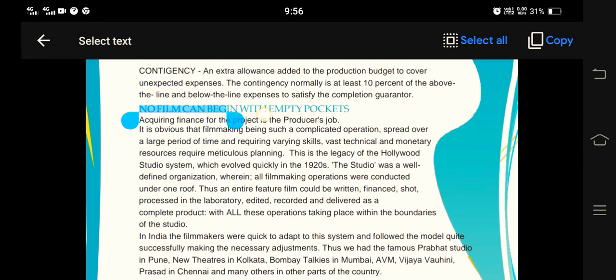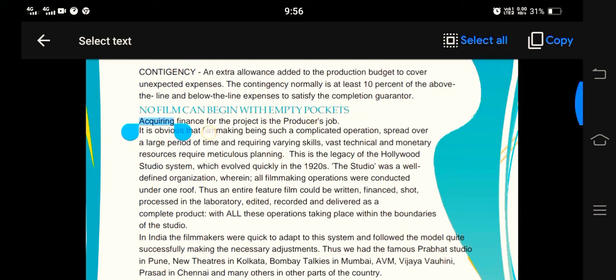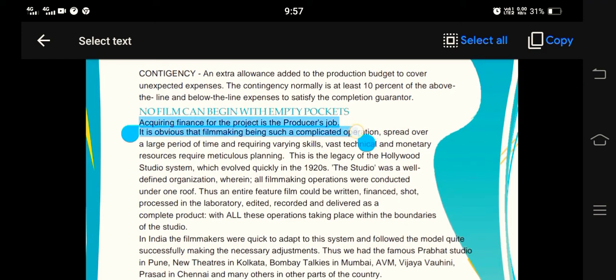So yeah, now we're going to know the new subtopic, which is: no film can begin with an empty pocket. For sure, without investment of money, no film can begin. The very first thing is finance, acquiring finance, which is basically the producer's job. So acquiring finance for a project is the producer's job.